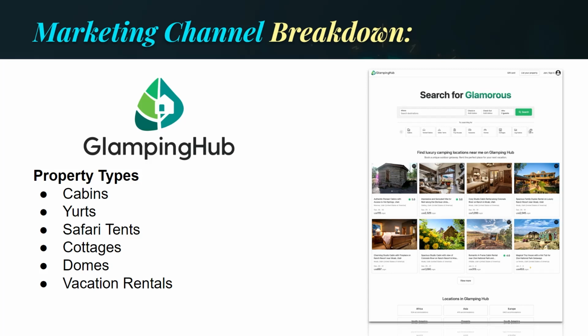Moving on to GlampingHub. GlampingHub's market is, of course, luxury camping. Their most popular listings are pure glamping properties like yurts and tree houses, but they do also list cabins and vacation rentals. There is an emphasis on outdoor vacations, so your urban apartment probably won't be a good fit for them. If you're not sure if your place is a good fit, definitely reach out to them and ask.